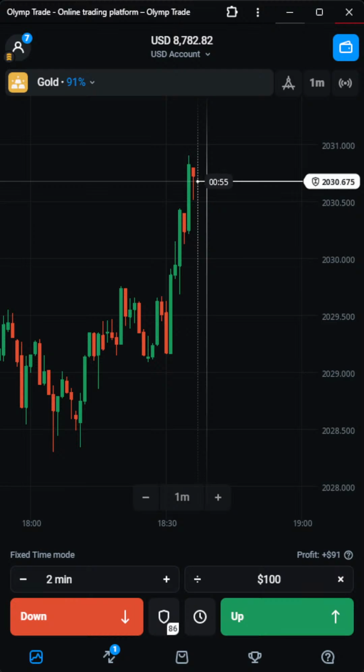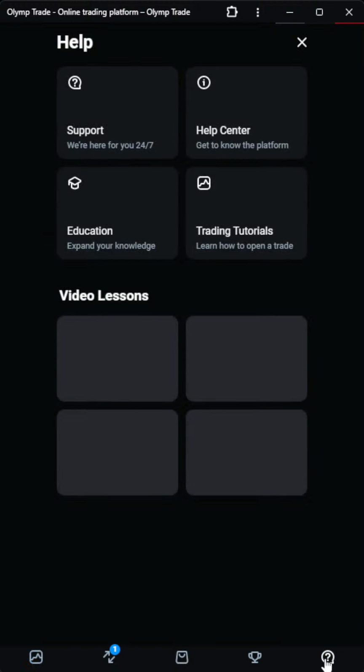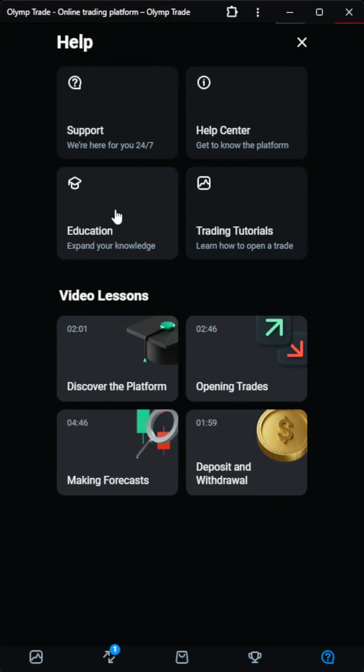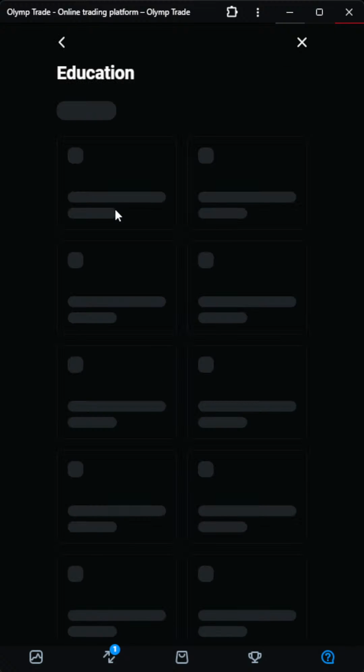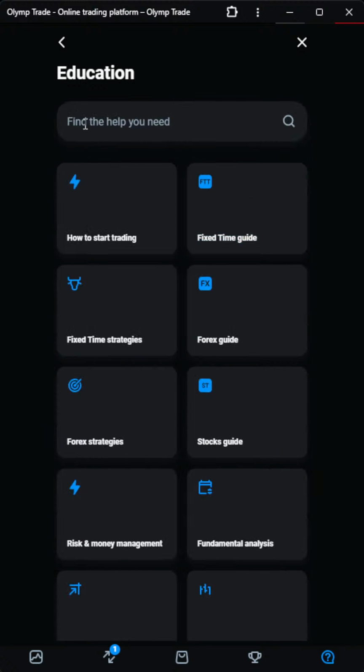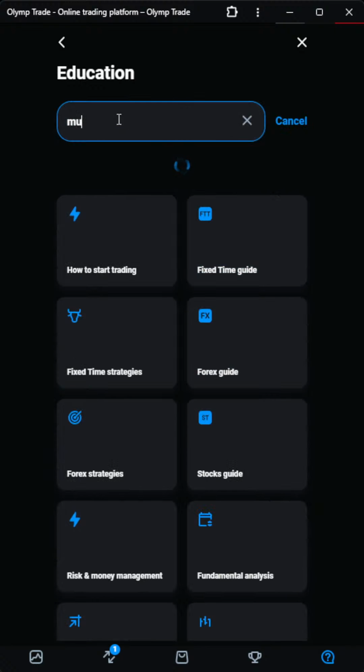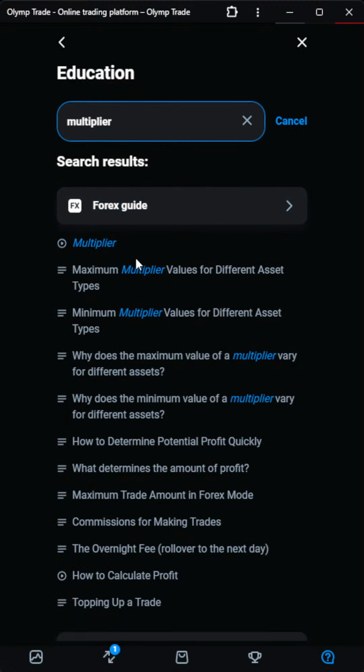Okay, so Mr. Sapper said, please give us the full guidance about forex trading. Yes sir, if you need specific assistance regarding forex, you can click on this help option. You can see there is an education window. The very first thing you want to learn about forex is the multiplier, or the leverage. If you type multiplier in the search window, you will see all the information regarding it.